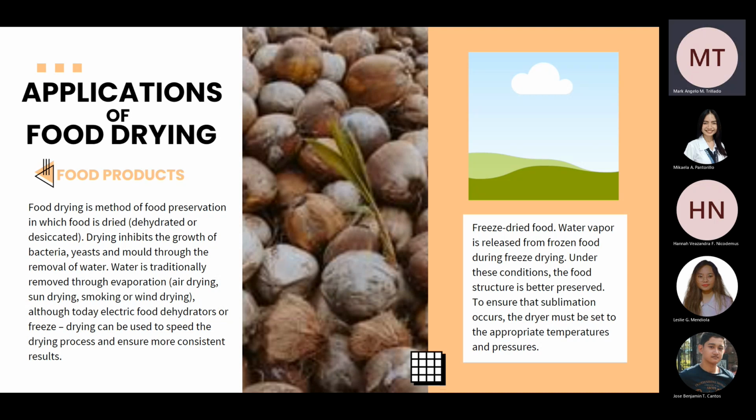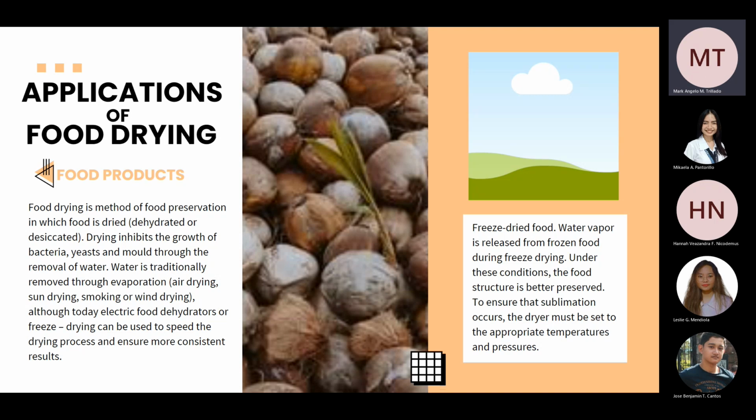So, freeze-dried food, water vapor is released from frozen food during freeze drying. Under these conditions, the food structure is better preserved. To ensure that sublimation occurs, the dryer must be set to appropriate temperatures and pressure.